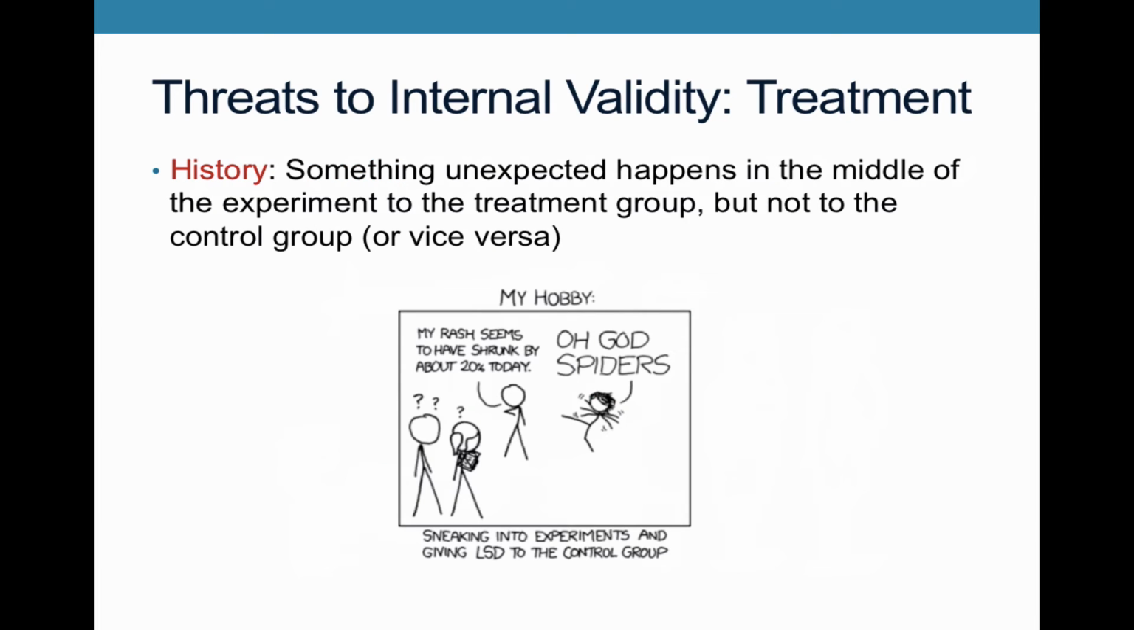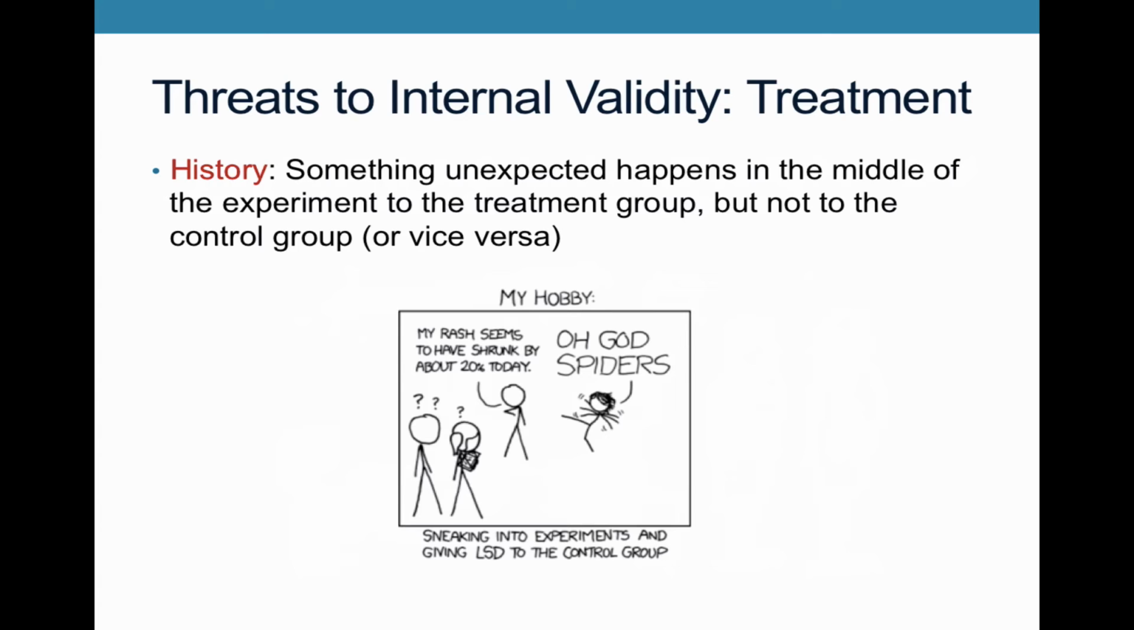You can also have threats to internal validity that come through the treatment, through the administration of the treatment that's done by the researcher. So one of these types of threats to internal validity is called the history effect, which is that something unexpected happens in the middle of the experiment to one of the groups, say the treatment group, but not the control group, or it could be vice versa.